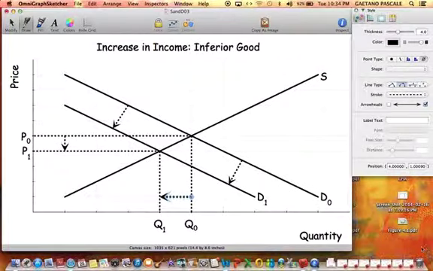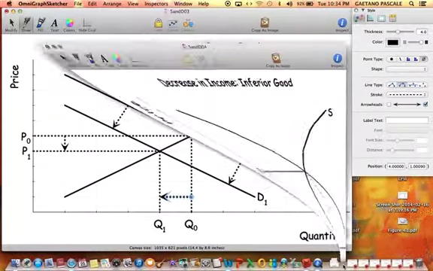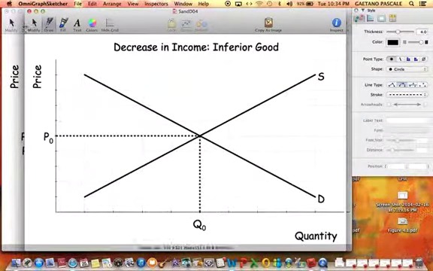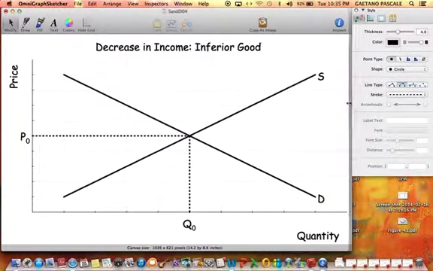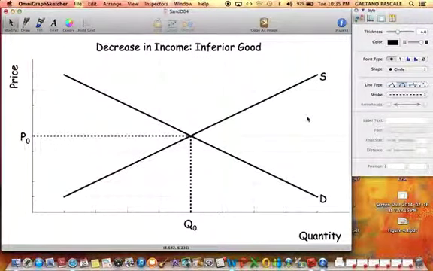Let's do another example, except now we're going to be talking about a decrease in income for an inferior good. So once again, let me resize this so it's easier for everybody to see. So there's a decrease in income for an inferior good. Once again, income is a determinant of demand, so we know the demand curve is going to shift. We also know that the relationship between demand and income for an inferior good is an inverse relationship. So if income is decreasing, demand is actually increasing.